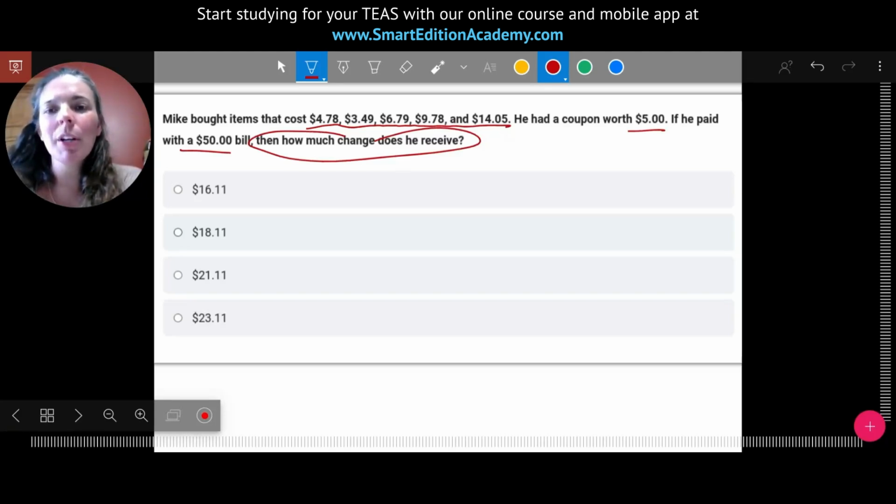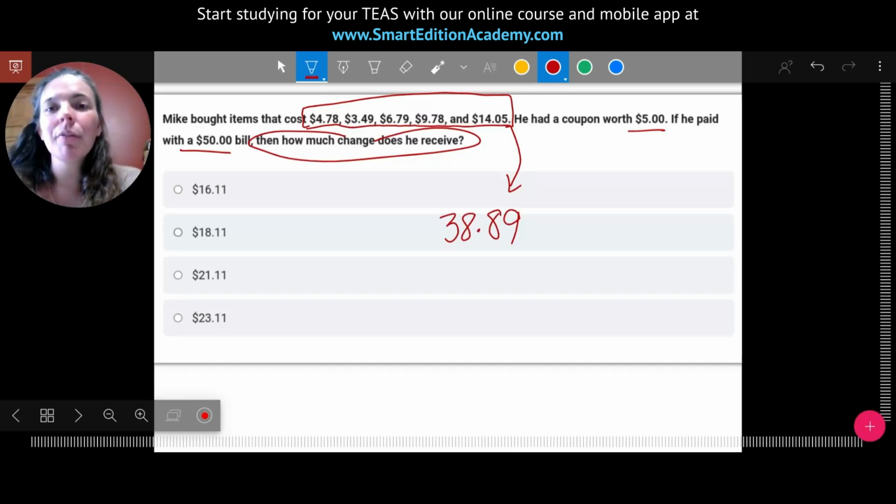Well, the first thing we want to do here, it seems like, is figure out how much did he spend, or how much did the items cost altogether. So I'm not going to write this out, but I'm just going to plug all these in my calculator. We're going to add all these together. So when we add 478 plus 349 plus 679 plus 978 plus 1405, I'm getting $38.89. So this is the cost of all those items.